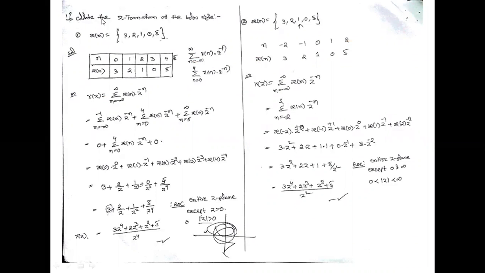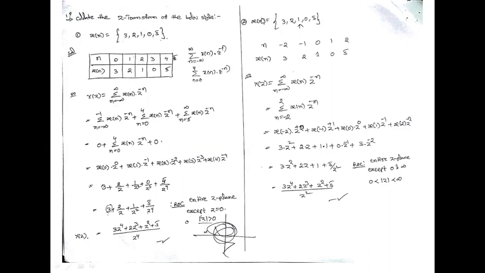So first example, calculate the Z transform of the below signals. One is x of n is equal to, given in the sequence 3, 2, 1, 0, 5. Without any arrow mark in the sequence, the first value is at n is equal to 0. The x of n signal is 3, and at n is equal to 1, the x of n value is 2, and at n is equal to 2, the x of n value is 1, and so on.